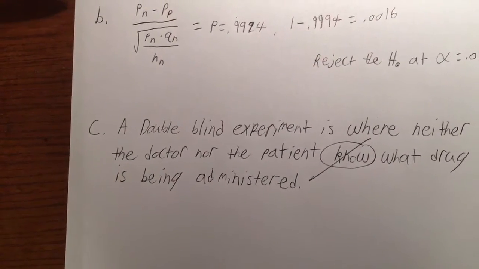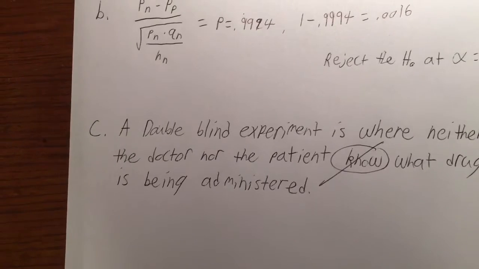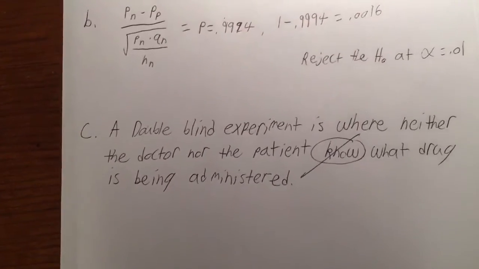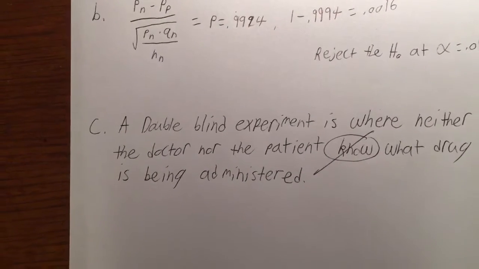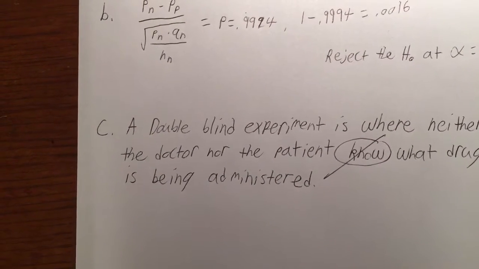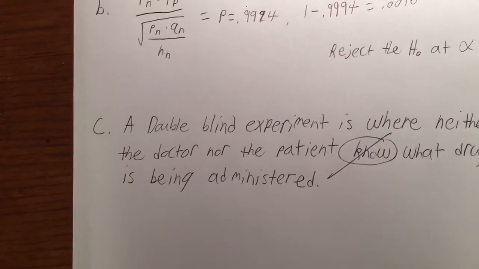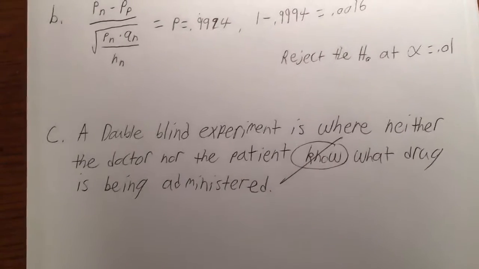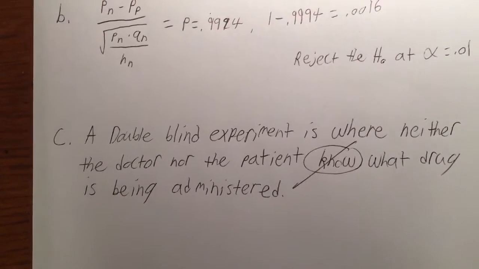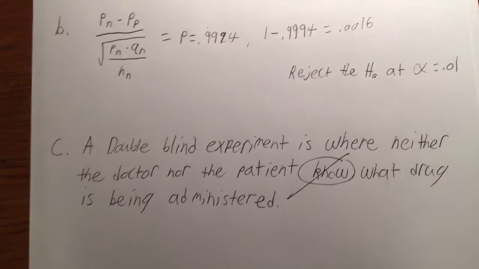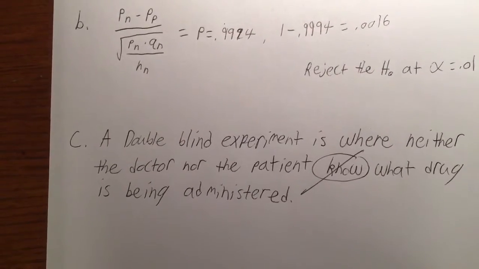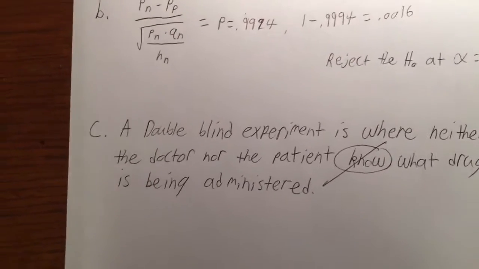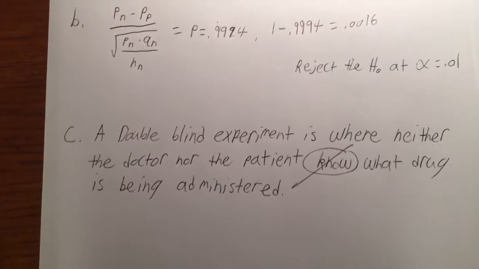C asks, the experiment was a double blind, explain. Basically, a double blind is an experiment where neither the doctor nor the patient knows what drug is being administered, so they do not know. This means that when the doctor gives the drug, he has no idea what he's giving to the patient, and when the patient receives the drug, they do not know whether this is the real drug or the placebo, and the doctor also does not know whether it is the real drug or the placebo.